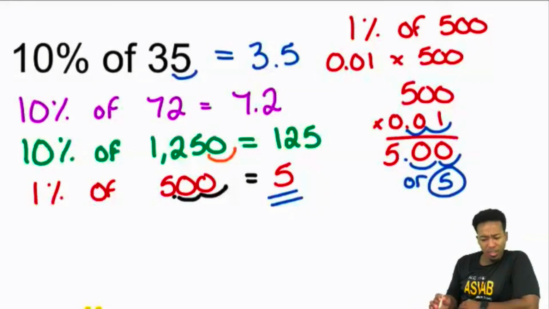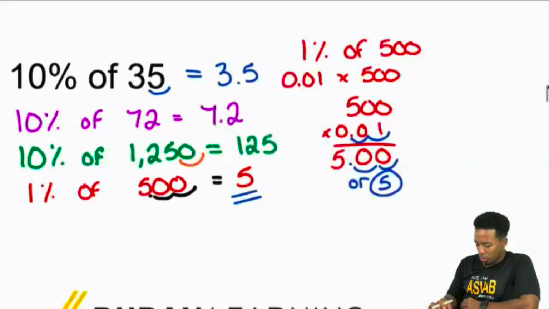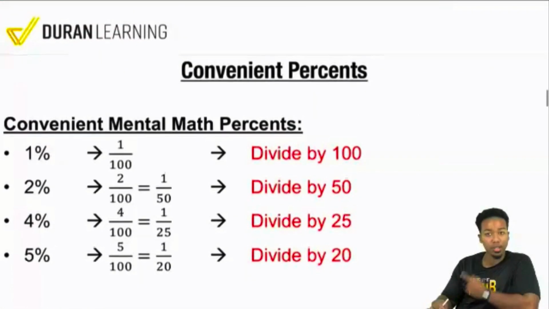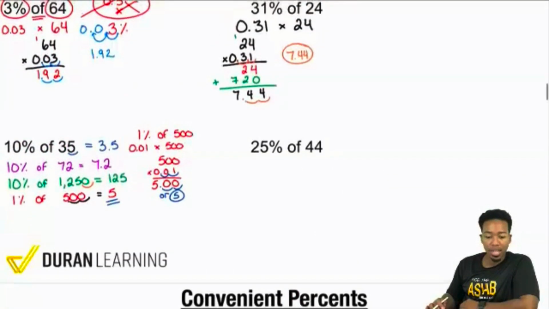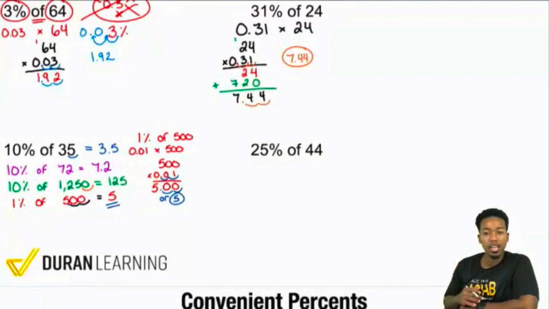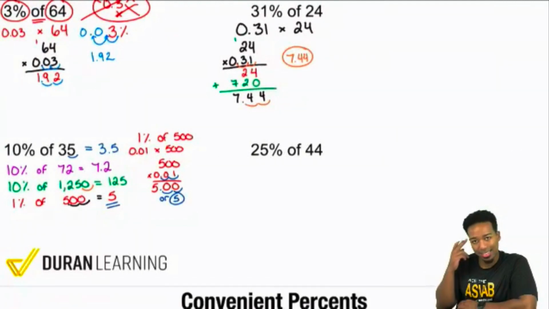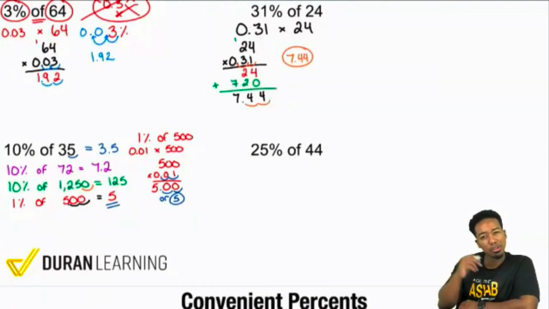Yeah, for sure, Krishan. I got you. I'm going to show you in the next slide some of these tricks. But again, 10% is literally like dividing by 10. 1% is like dividing by 100. 50% is like dividing by 2. It's all about asking yourself, how many times would that percent fit into 100? And that's how you'll divide.